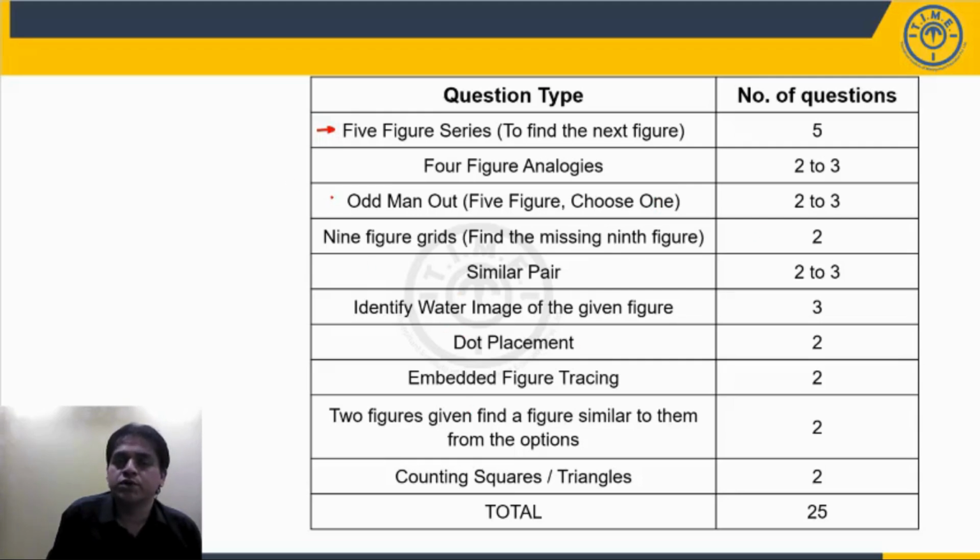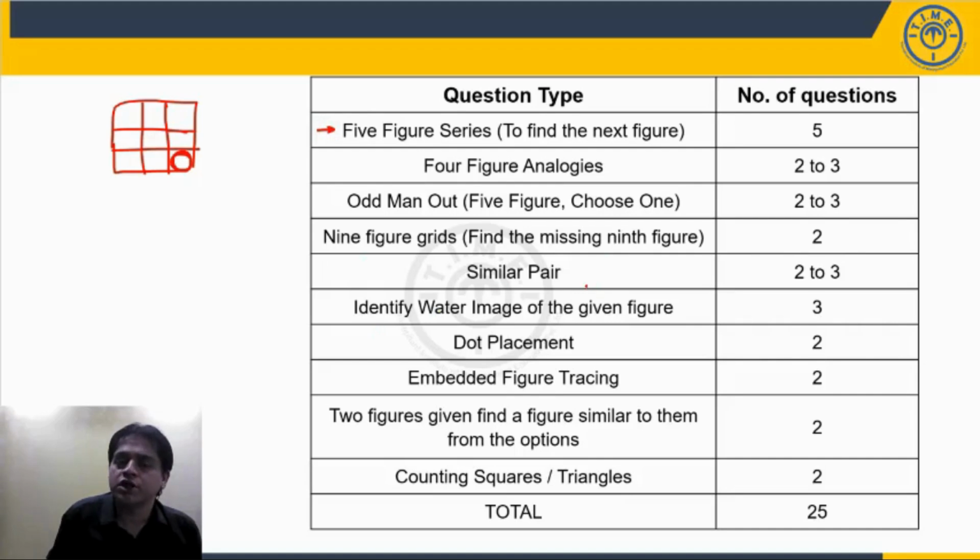Odd man out questions, where there are 5 figures given and one of them does not fit. You have to find out which figure is different from the others, and mark that as the answer. Then there were 9 figure grids. There is a grid given with 9 figures, and here the last figure is missing. All other 8 figures are given to you. You have to identify the pattern and find out what the last figure is. A couple of such 9 figure grid questions were present.